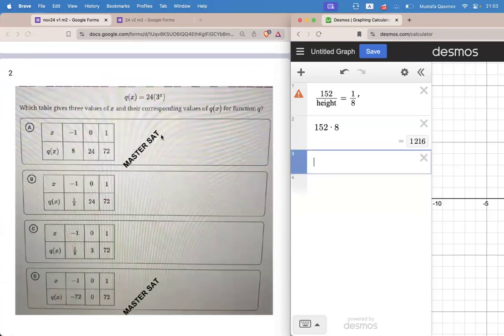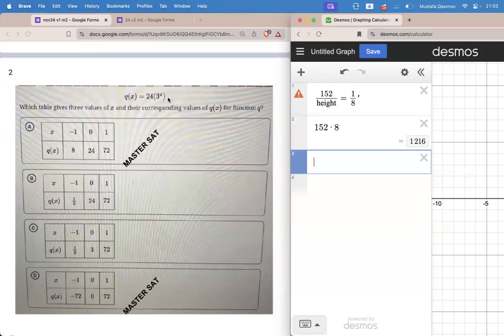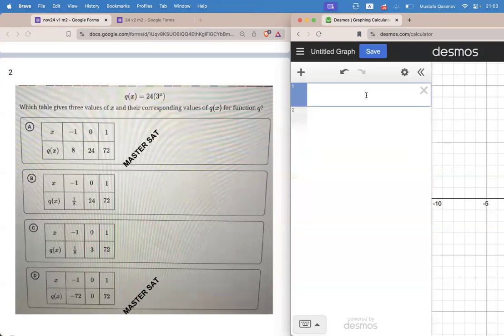Second one. For the second one, you can write this number instead of x and find its value like that. Or you can use Desmos. When we write here 0, it will be 24, so it is A or B. When you write 1, it will be 72. When you write -1, it will be 8, so the answer is A. Or just write it in Desmos, it's also okay.